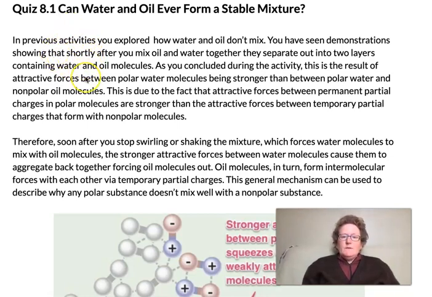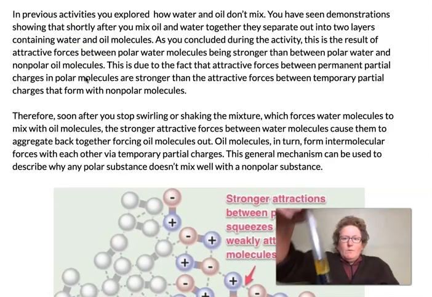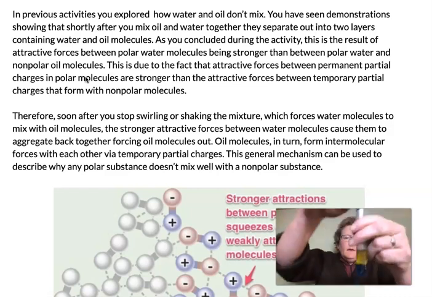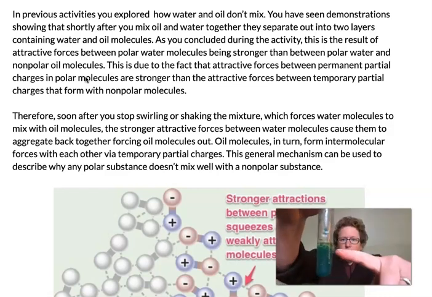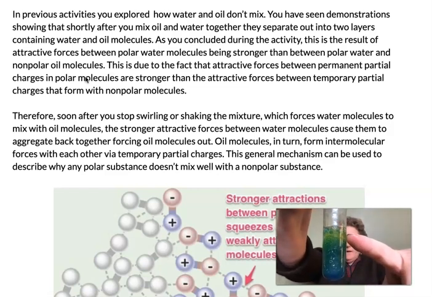In previous activities, you explored how water and oil don't mix. Remember, we found that oil sits on top and water is on the bottom. Water is dyed blue here. Even if we shake it up, they very quickly start to separate and the oil starts forming its own separate layer on top within seconds of being mixed.